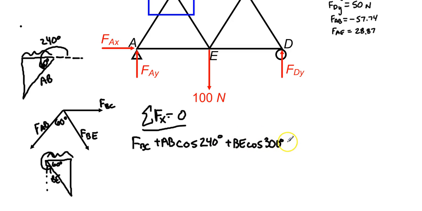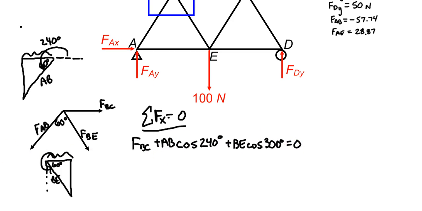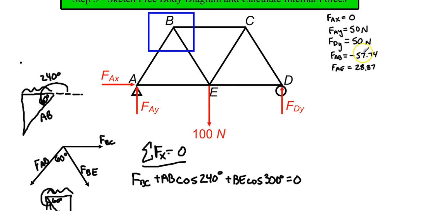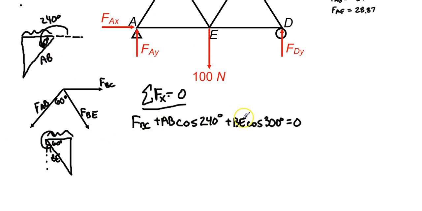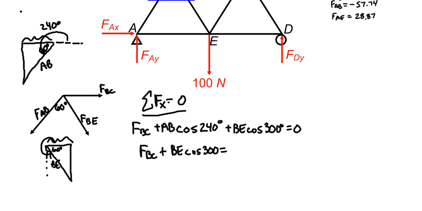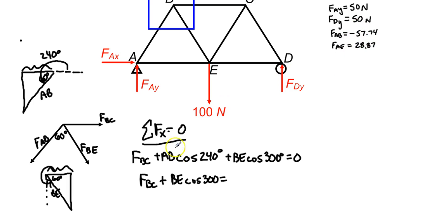So we know that all these are going to equal 0. Well, we go up here to what we figured out already, and we know AB is negative 57.74. We don't know BE yet, and we don't know BC. So let's simplify here. The force of BC plus BE times the cosine of 300 is going to be equal to, again, we said AB was negative 57.74. So this is going to be a negative. We move it over to the other side, it becomes positive.